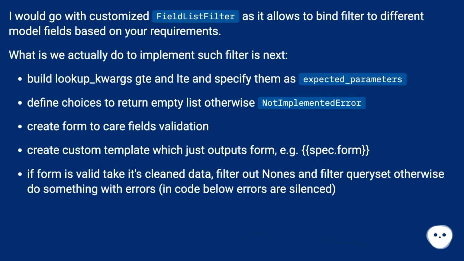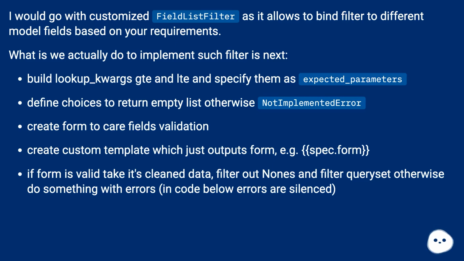I would go with a customized field list filter, as it allows you to bind the filter to different model fields based on your requirements. What we actually do to implement such a filter is next. Build lookup_kwargs gte and lte and specify them as expected_parameters. Define choices to return an empty list, otherwise a not implemented error. Create a form to carry field validation.